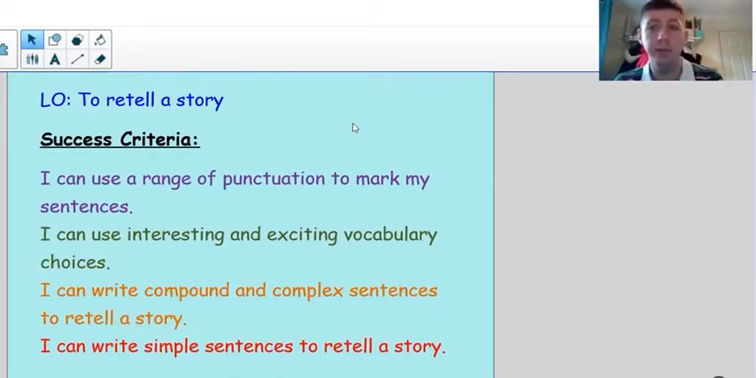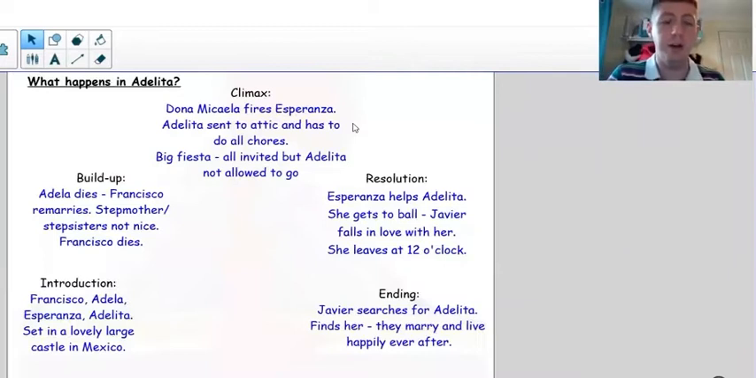a story. We're going to see if we can use compound and complex sentences to retell a story. We're going to see if we can use interesting and exciting vocabulary choices just so we can make our work a bit more interesting. And we're going to see if we can use a range of punctuation to mark our sentences.